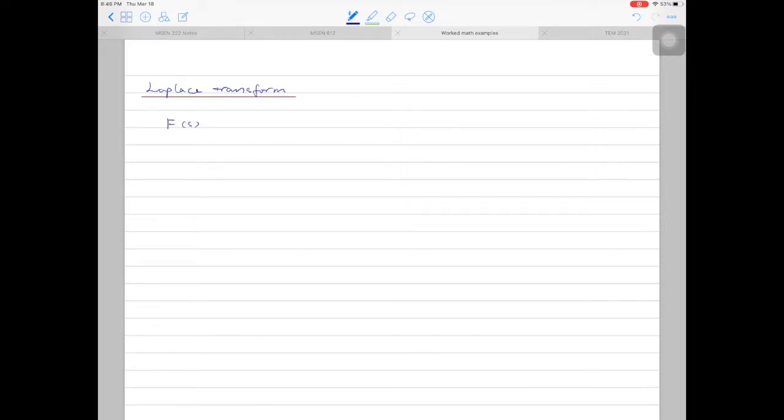From this video, we'll start looking at the Laplace transform. Laplace transform can be written down as capital F as a function of s, which equals L f. L is the Laplace transform. The lowercase f is the function you want to transform. Mathematically, Laplace transform can be written down as integrate from 0 to infinity e to the power of minus st multiplied by f(t), then dt.